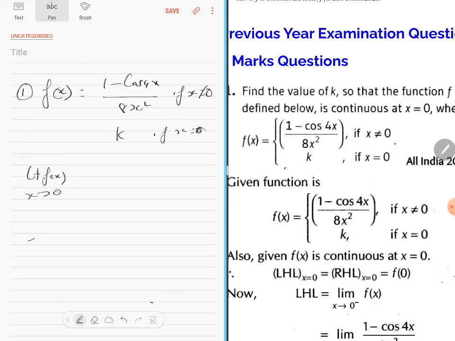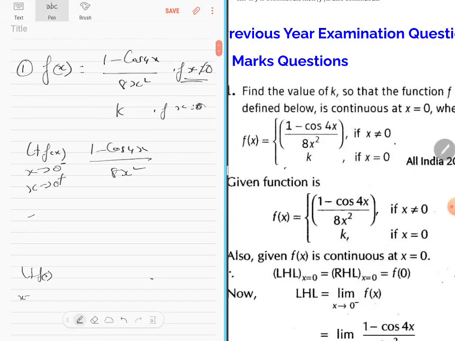Limit of f of x extends to 0 from the left, and limit of f of x extends to 0 from the right. But x is not equal to 0 means whether it's from the left or from the right, it's the same formula. It's not two different formulas. The formula is 1 minus cos 4x by 8x square only.